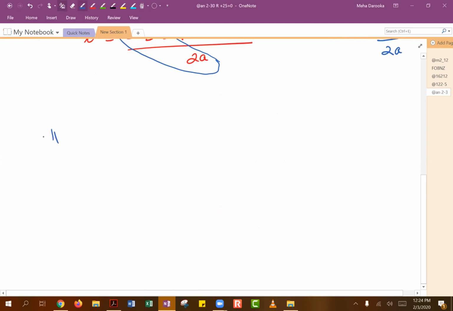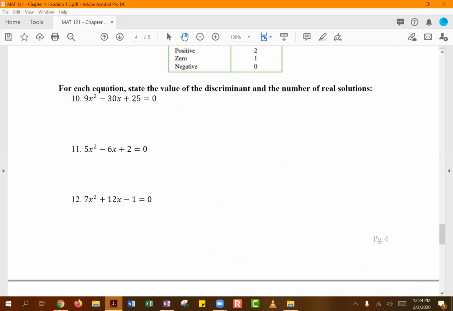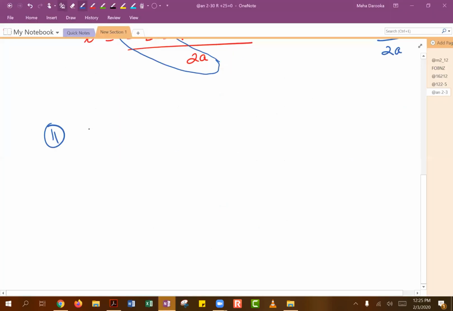So this was number 10. So our answer for that, all they're wanting is the one real solution. So they just want to know how many real solutions you will have, and the value of the discriminant was, of course, 0. Okay, so how about you guys take 11 and 12, put it into that b squared minus 4ac, and let's see how many real solutions we'll have. So this guy is 5x squared minus 6x plus 2.